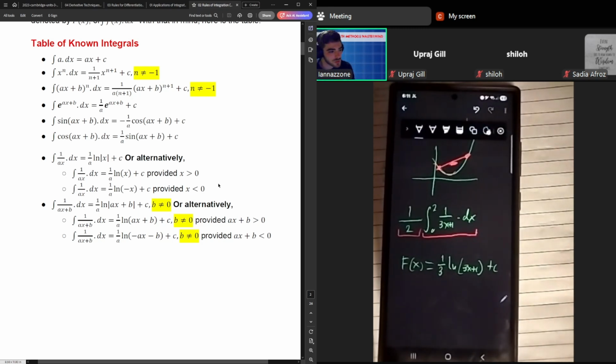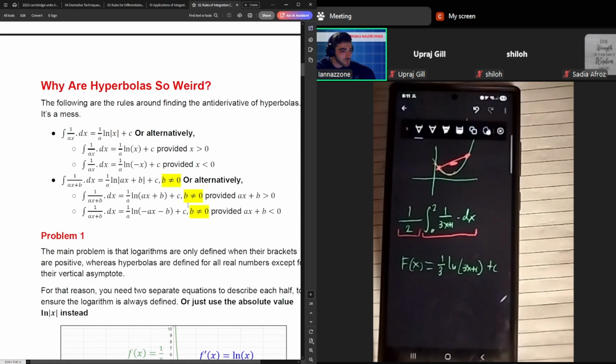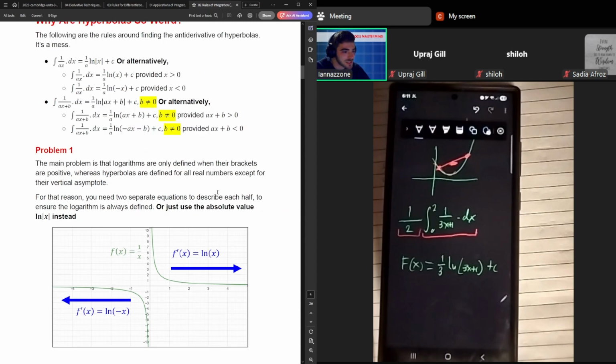By the way, this is the most complicated antiderivative. You can see I've got 2 bullet points and then 2 sub-bullet points for one single type of function, a hyperbola, versus everything else is just 1 because it's nice and easy. Maybe just for fun, I'll talk a bit about why it's weird. I don't think this was written by the time we did the class last time, so this might be new for some of you, or I've misremembered.